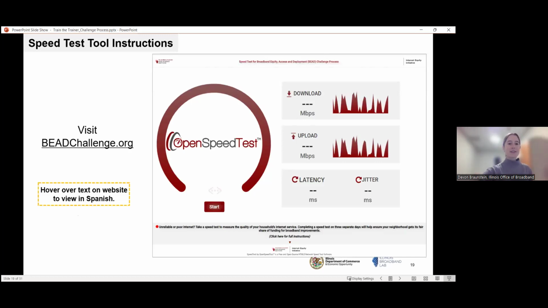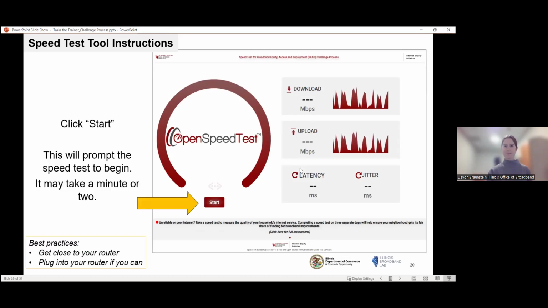All right, so how do you actually take a speed test? Visit beadchallenge.org and you will see this speed test here. You can hover over the text to view everything in Spanish. To start the speed test, click Start, and this will prompt the speed test to begin.